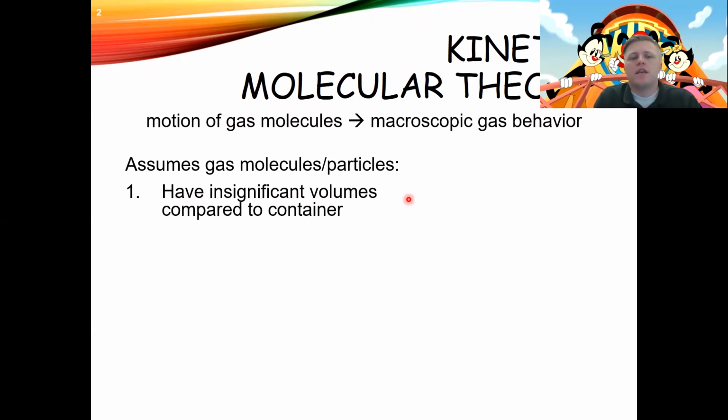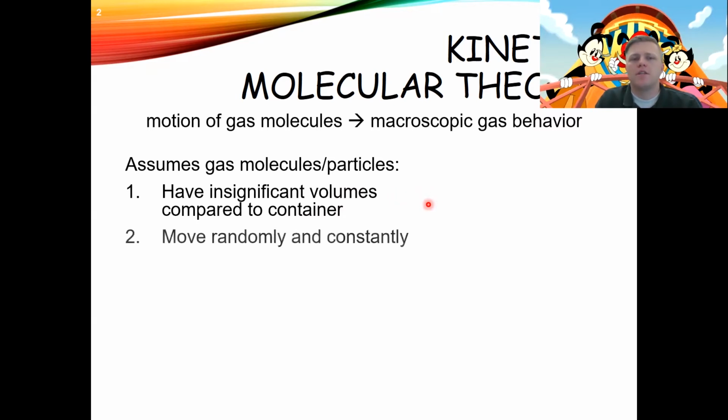So if these gas particles or molecules have sizes on the order of angstroms, and their containers are a 2-liter container or a whole room, then the container obviously has a much larger volume than the molecules themselves. So this is actually a very good assumption.